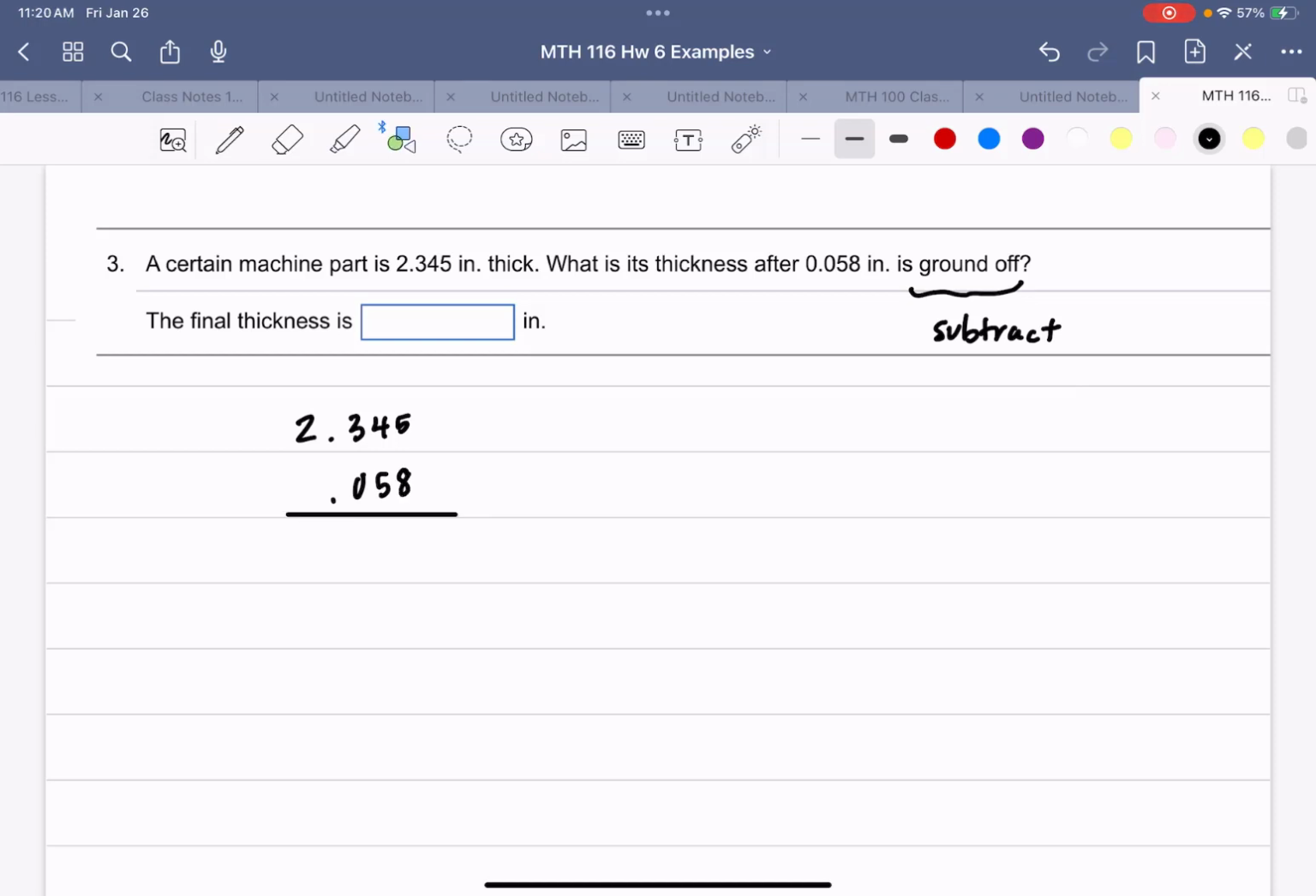Going to have to borrow here. Since 4 is not enough, I'll just borrow from the 3 and make it a 3. And that's going to give me a 15 minus 8 is a 7. And then 3 minus 5... And then bring down the 2, because remember there's a 0 here. So the final thickness is 2.287 inches thick.